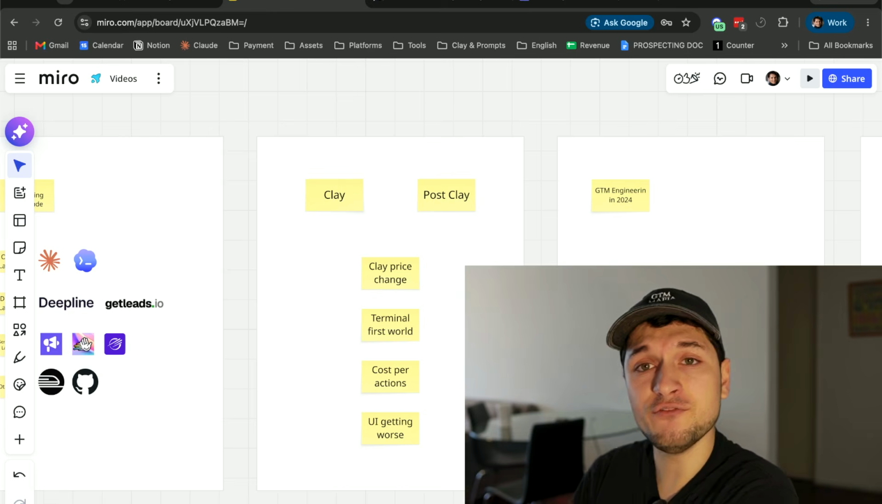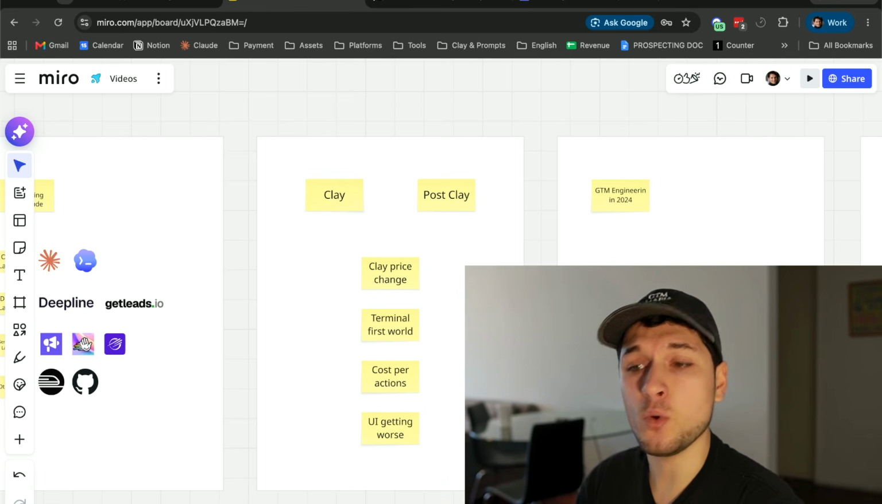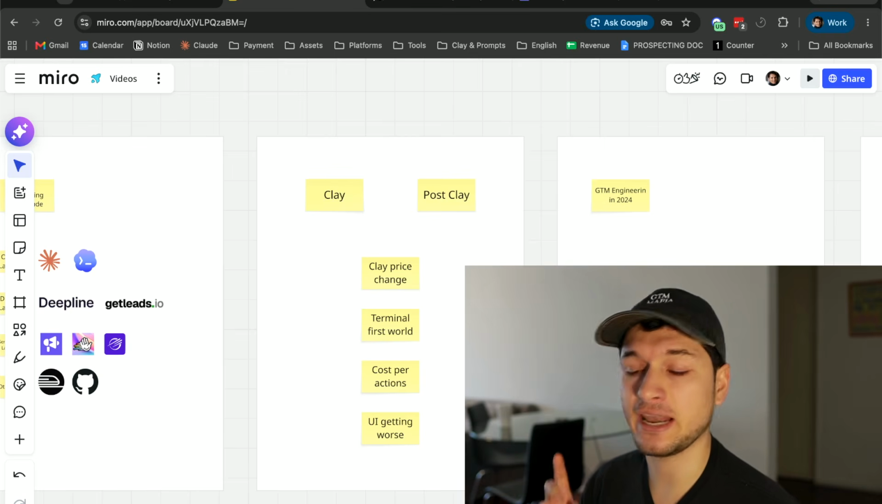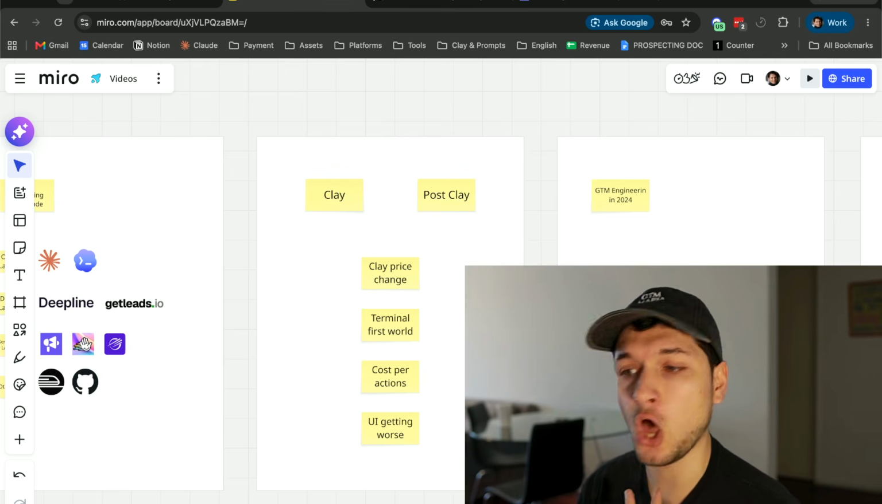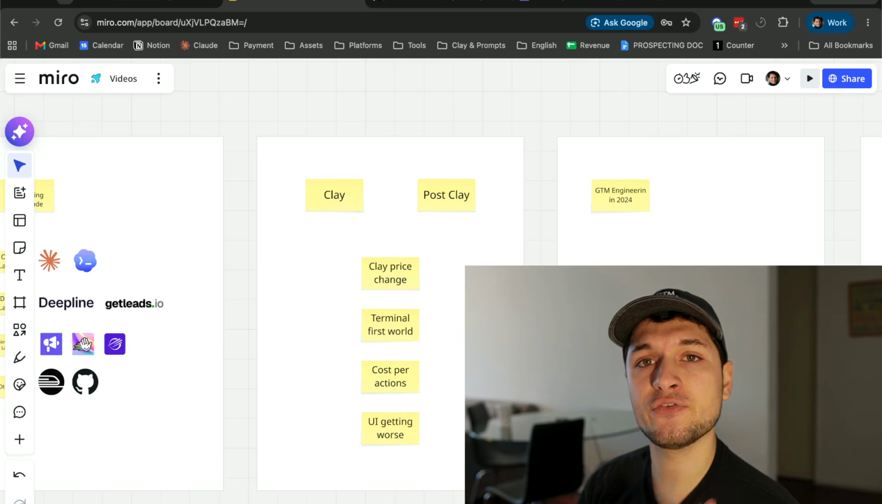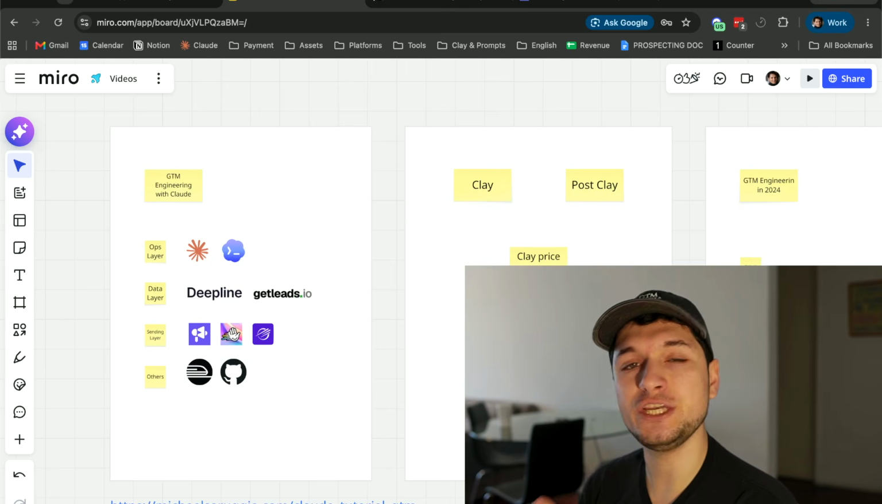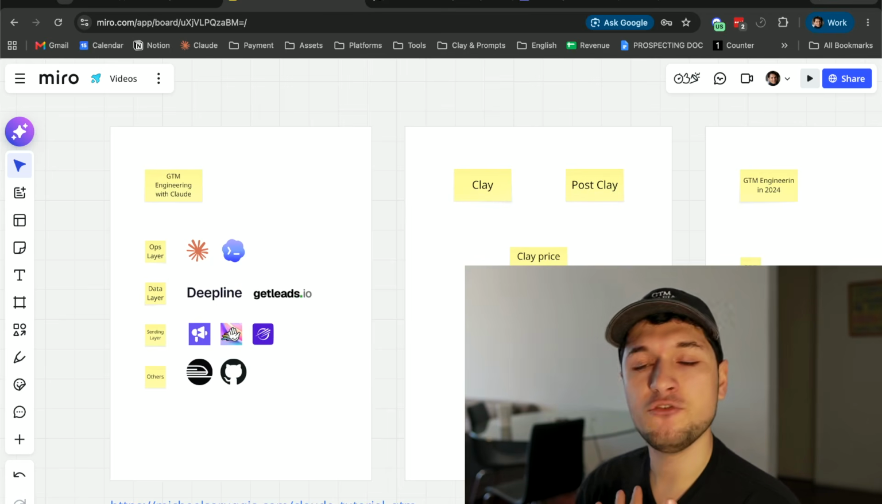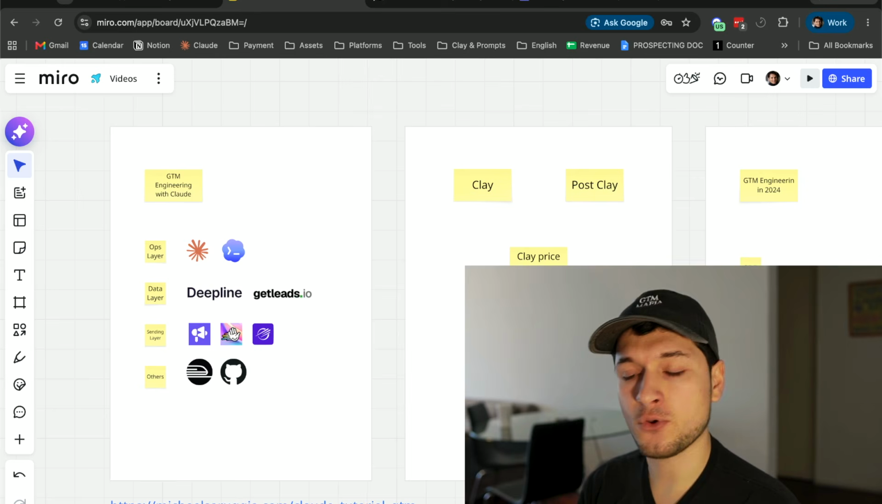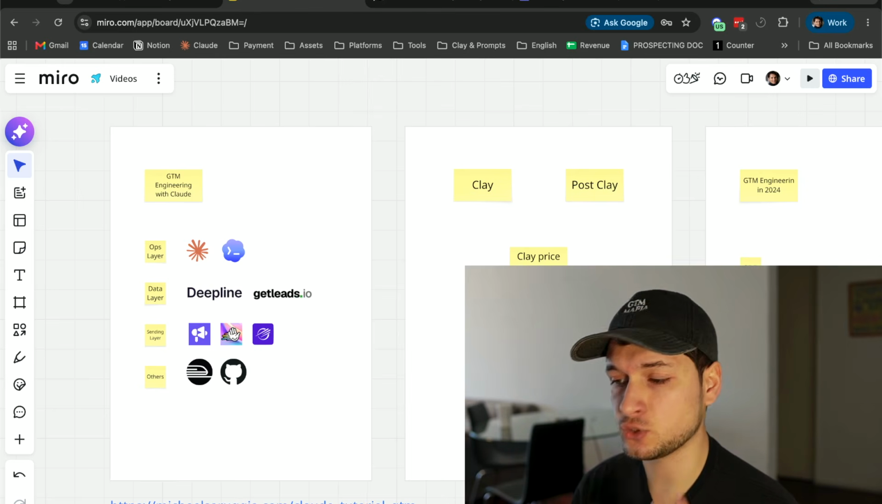Of course, it invented the category and Clay was the only thing, right? But then Clay changed pricing, then there was Claude, then there was Codex, and everything changed a lot. So how can you actually run all your GTM engineering skills, features, and processes through the terminal? Because it's a total revolution.